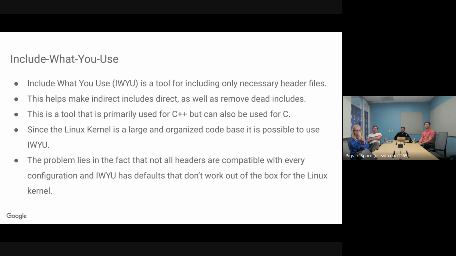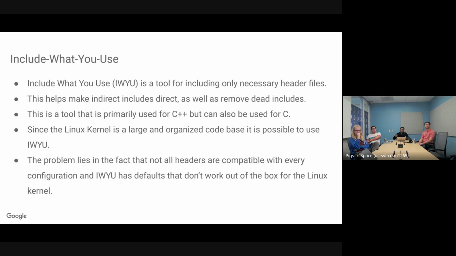So include what you use is the first part. Include what you use is a tool for including only necessary headers. So this is pretty useful. It makes indirect includes direct, and if you have includes that just aren't being used, it removes them altogether. And this is a tool mainly used in C++, but can also be used for C.